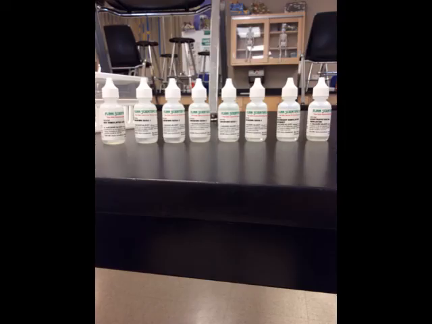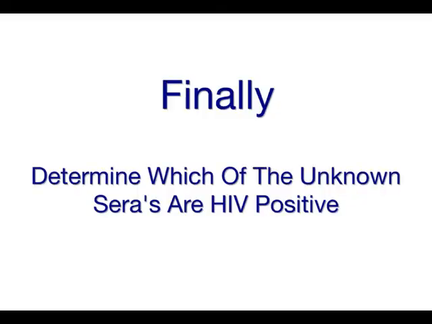For Part 2, the order for adding solutions is pictured. You'll be testing 5 unknown Sera for the presence of HIV antibodies. Refer to your procedures for Part 2 to determine which solutions are to be placed in which well. Finally, determine which of the unknown Sera are HIV positive by comparing them to the controls. Once you are finished, answer your conclusion questions.